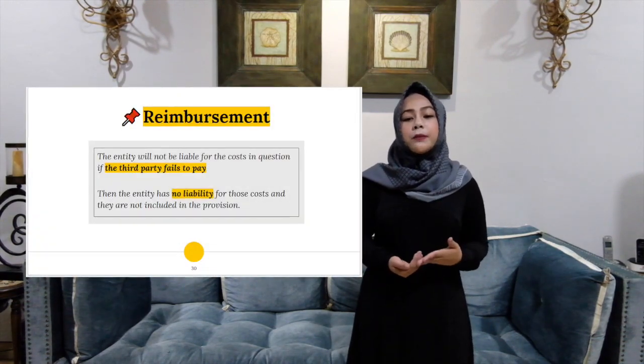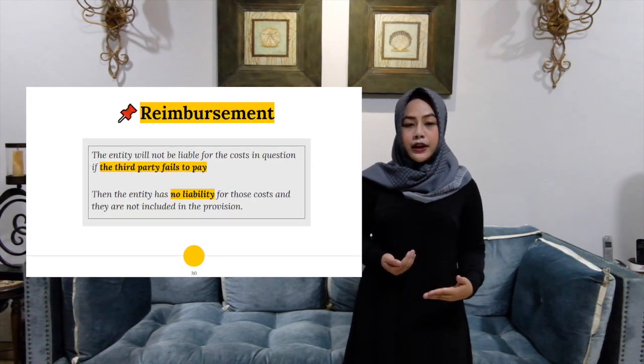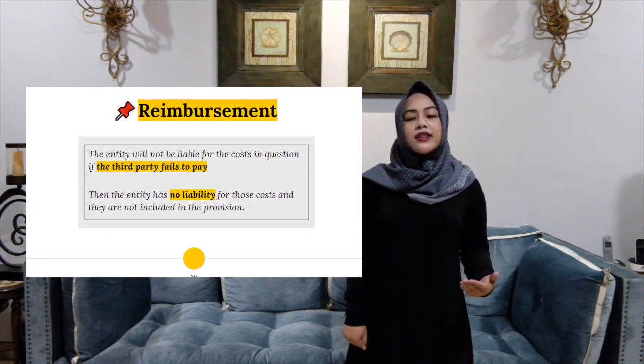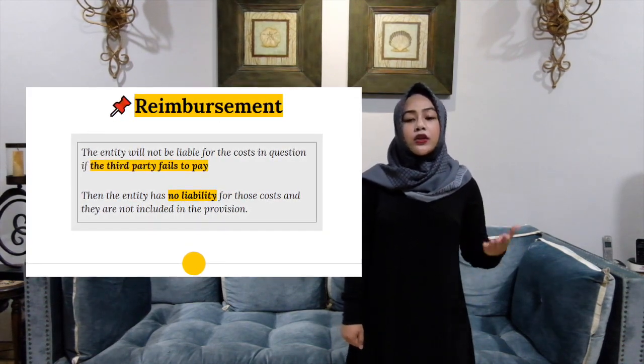In the statement of comprehensive income, the expense related to a provision may be presented net of the amount recognized for a reimbursement. In some cases, the entity will not be liable for the cost if the third party fails to pay. In such a case, the entity has no liability for those costs and they are not included in the provision. I'm going to explain about changes in provisions.